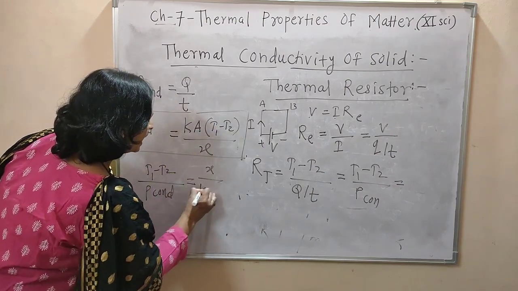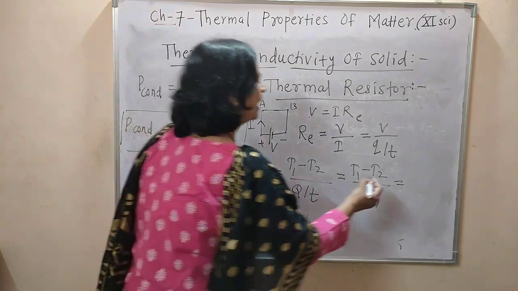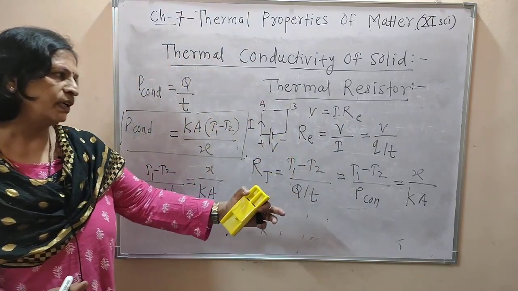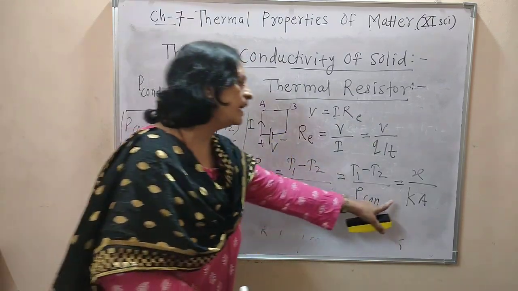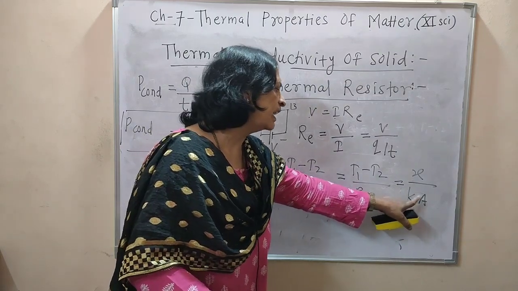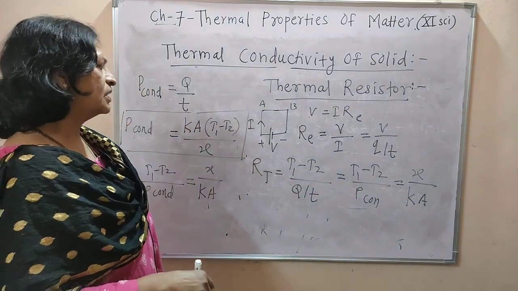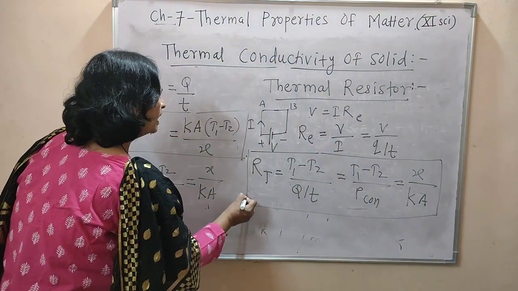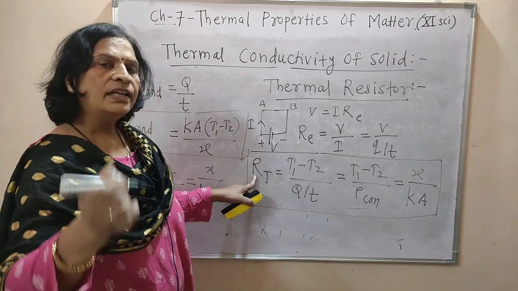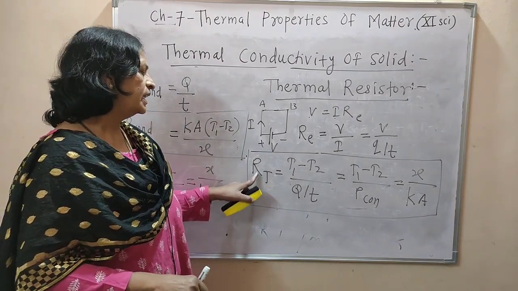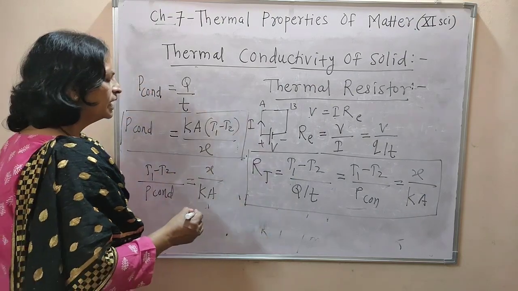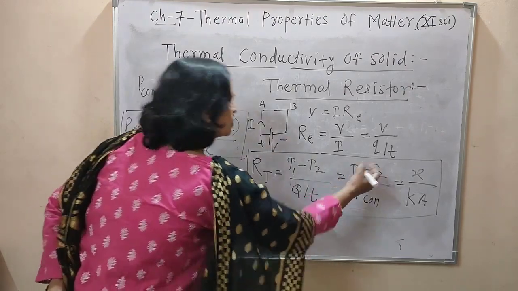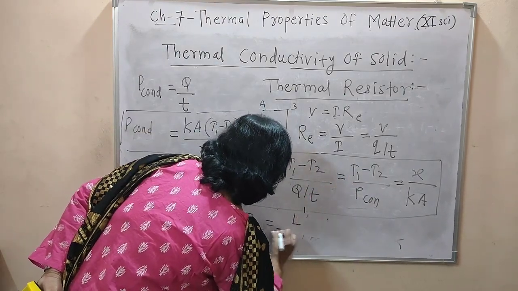X by Ka, where X is the distance between two faces, parallel faces, K is coefficient of thermal conductivity, and A is the area. Understood? And in this manner we can obtain the derivation for the thermal resistor in case of thermal conductivity. Now its dimension, if you obtain the dimension, then you will get the dimension of X, that is L raised to 1, that is the distance.